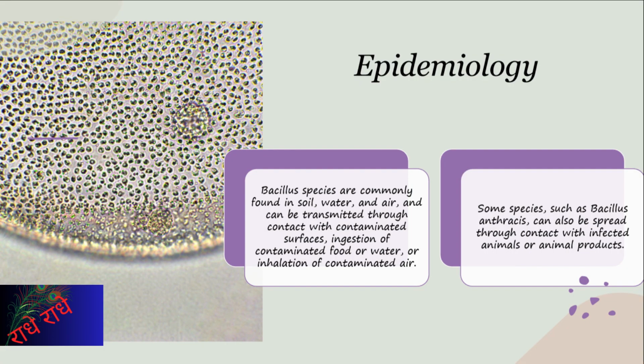Epidemiology of Bacillus is an integral component when studying this genus of bacteria. As Bacillus species are found naturally in soil, water, and air, transmission can take place through contact with contaminated surfaces or inhalation of contaminated air. Additionally, some species, such as Bacillus anthracis, can be spread through contact with infected animals or animal products. Knowing the ways in which these bacteria can be spread is crucial to controlling their transmission.